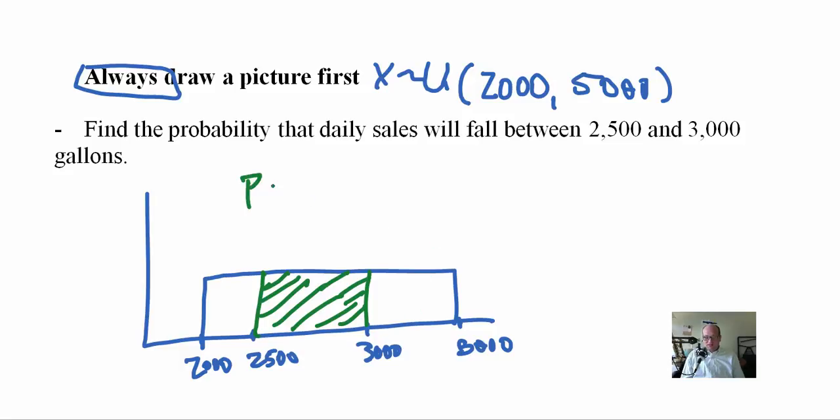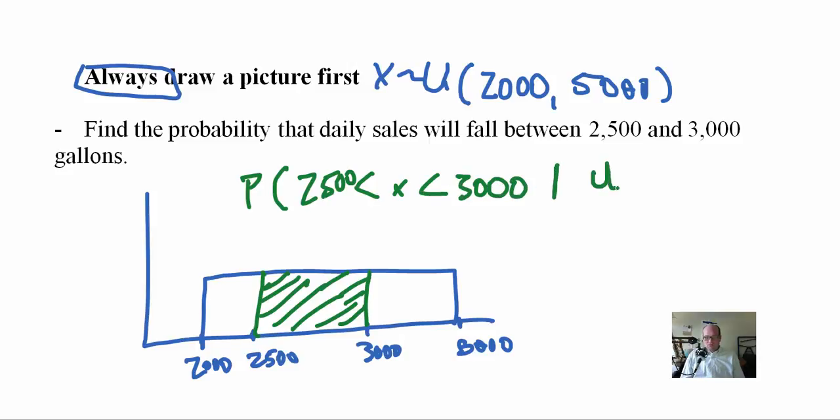So we could rewrite this as: what's the probability that some X is between 2,500 and 3,000, given a uniform distribution between 2,000 and 5,000? That's how we'd write that, right? So how do we solve this? Well, we can just find the area between 3,000 and 2,500. That's our numerator.